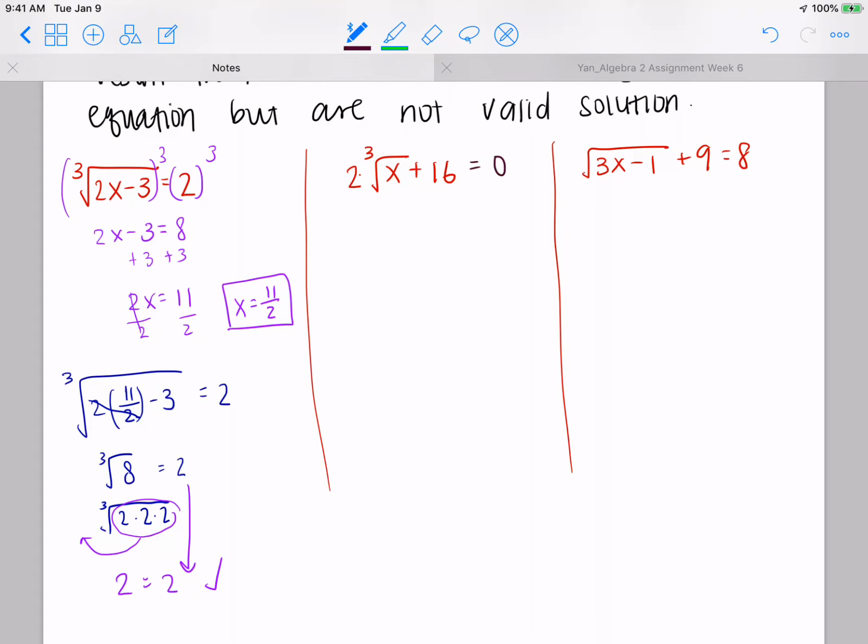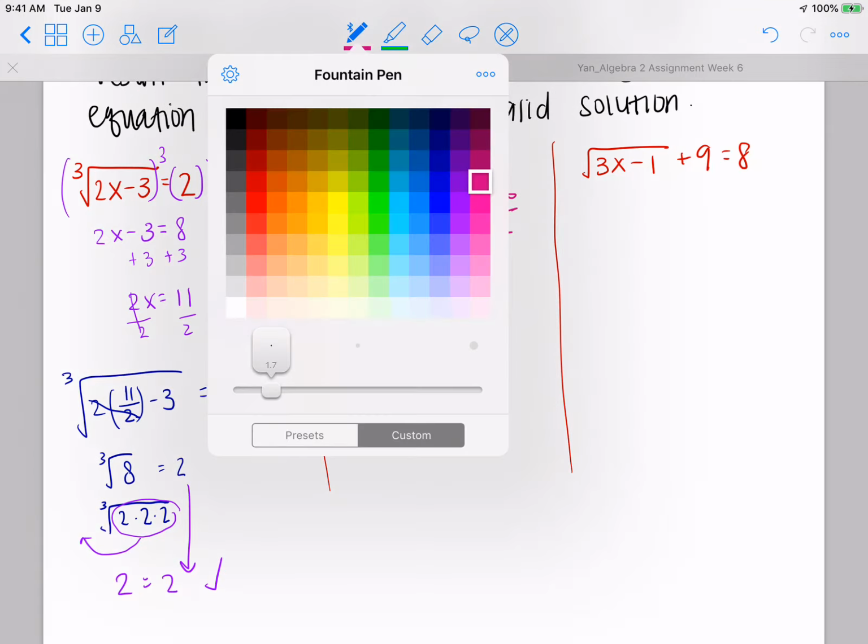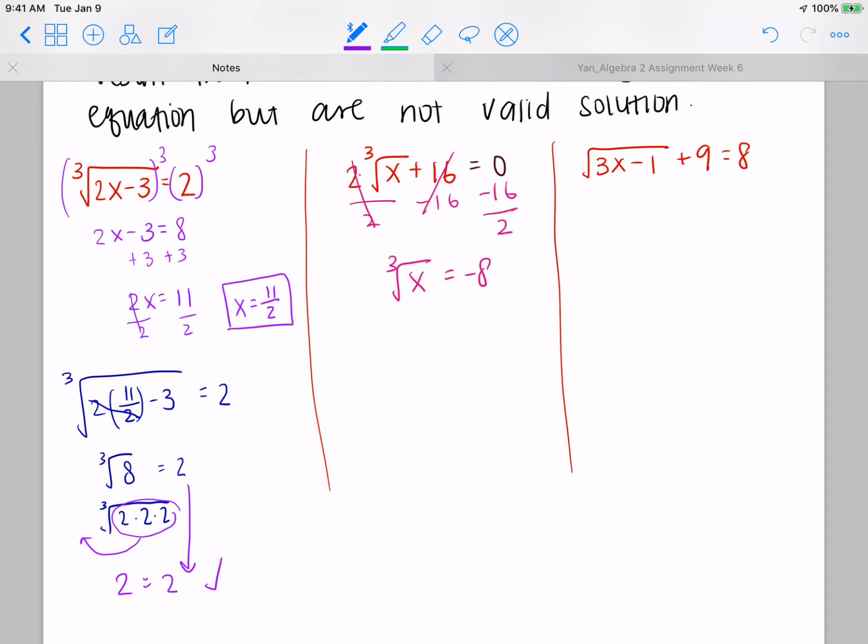Okay, so keep solving for this. I am going to subtract 16 and divide by 2. So we have cube root of x equals negative 8. Remember, can we have roots equal to a negative number? Actually, yes, but sometimes. If we are looking at cube roots, anything with the odd degree, this is odd, so it works. We can continue from there.